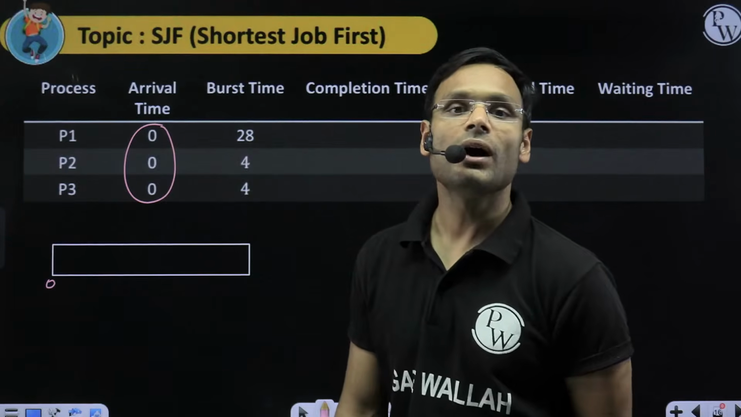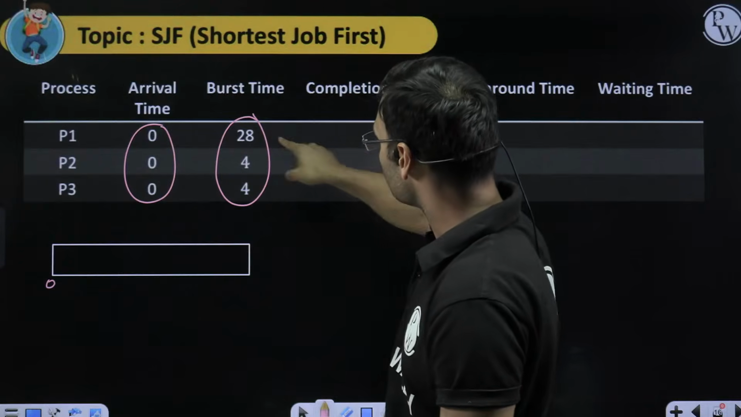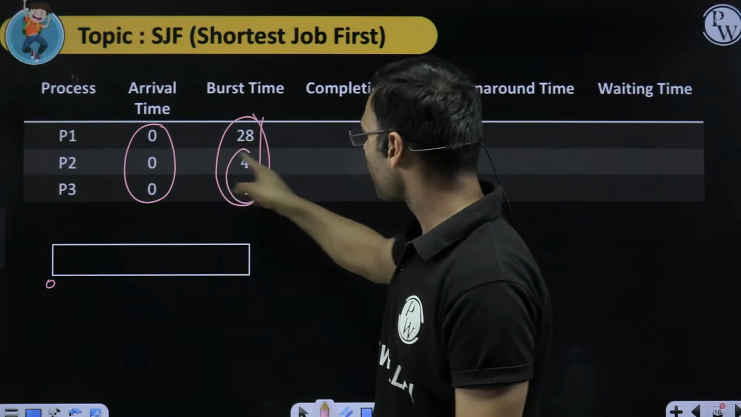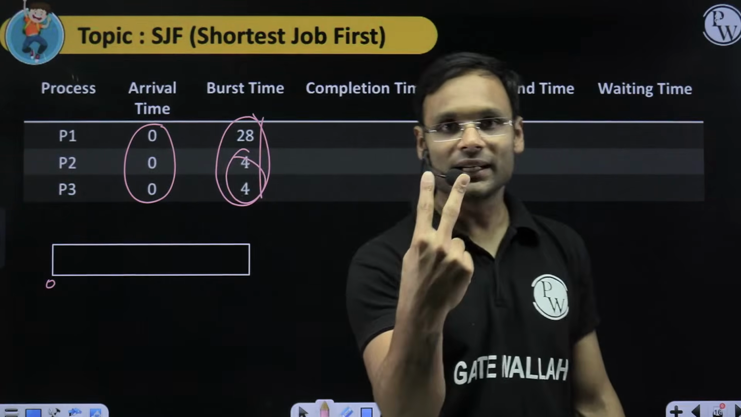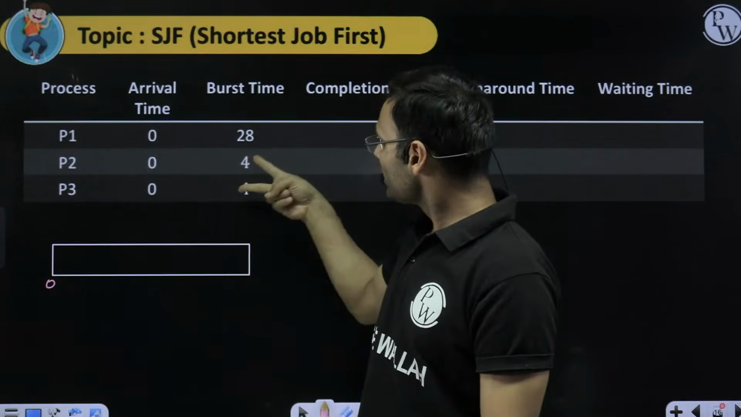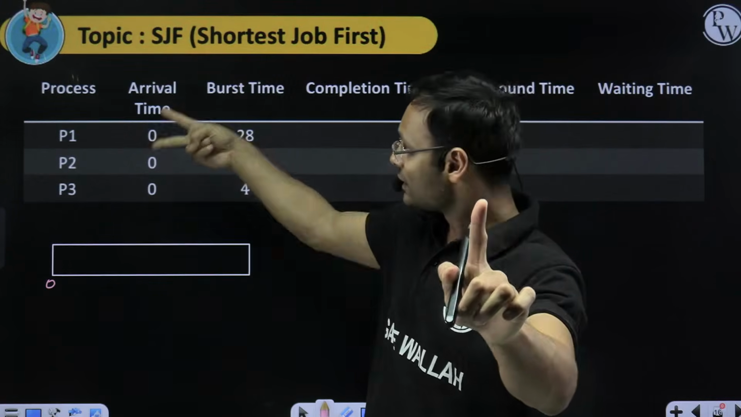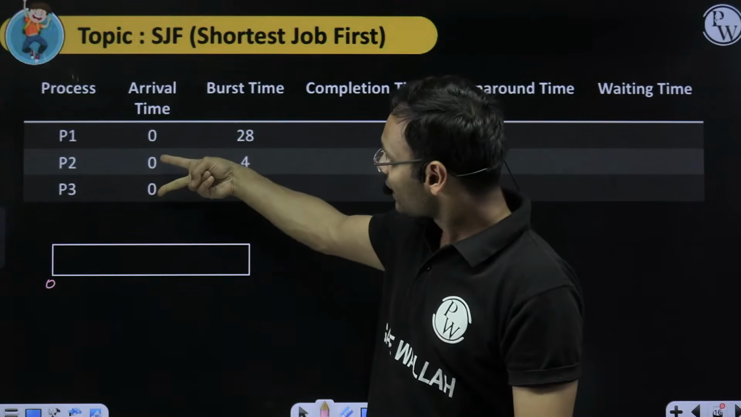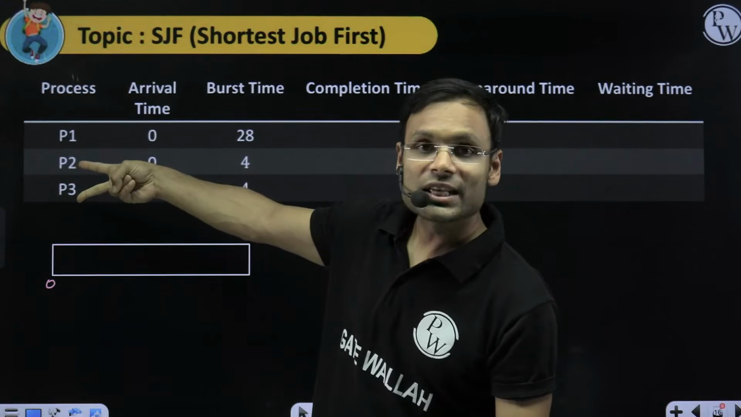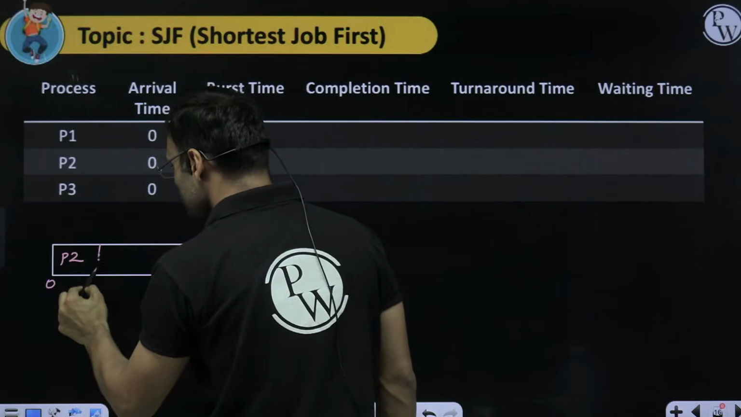If all three have arrived, then among these three, as per my scheduling criteria, shortest job first, which one is having minimum burst time? 28, 4, 4. 4 and 4 are minimum. So two processes I am getting, P2 and P3, both are having minimum burst time. Now among these, which one should be scheduled first? If there is a tie, then I'll check the arrival time. Which one is having smaller? Both are equal. Tie here also, then I'll check the process ID. Smaller process ID, P2 should be scheduled first till 4.